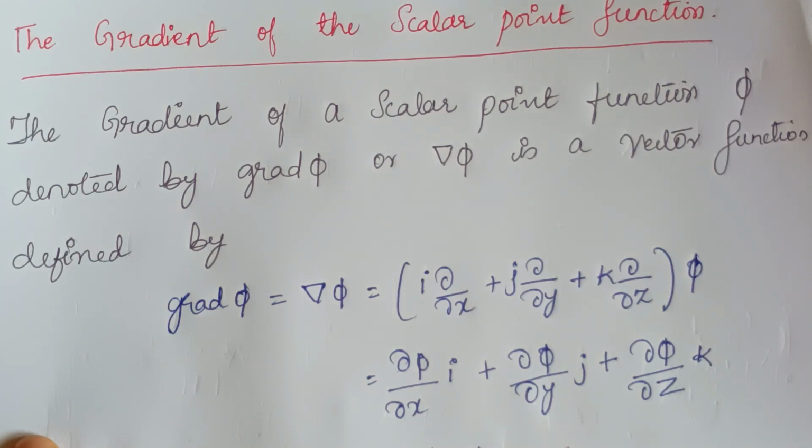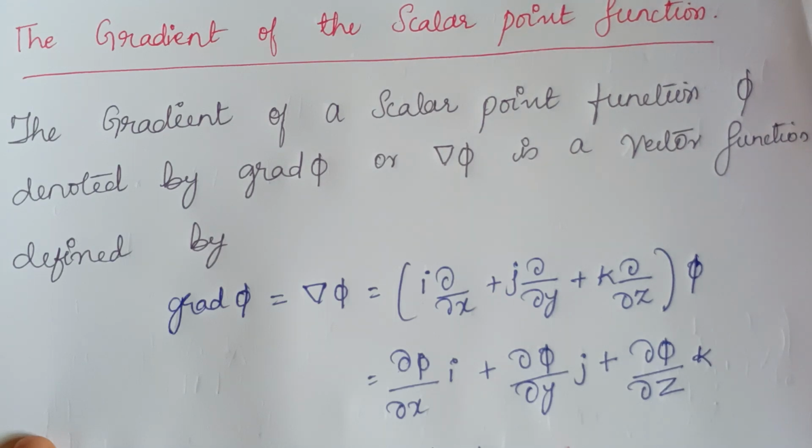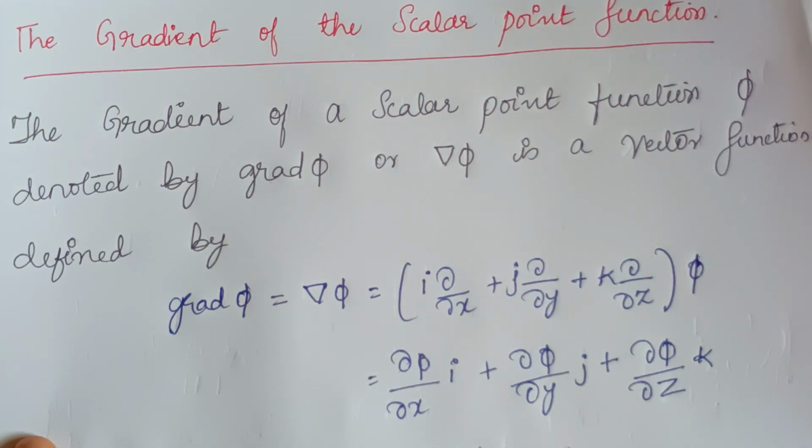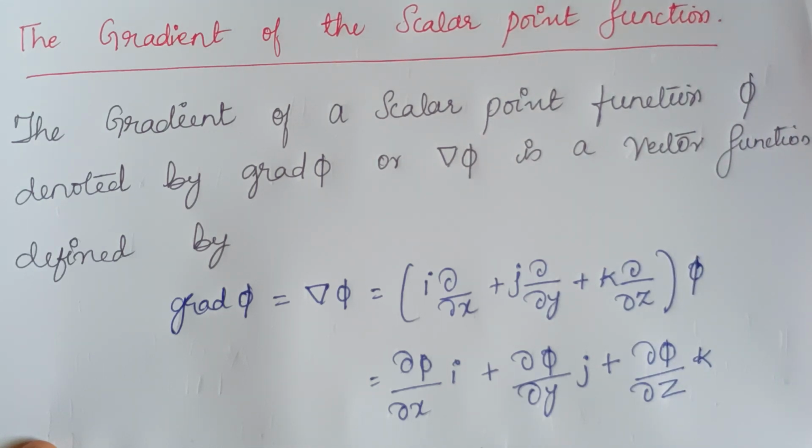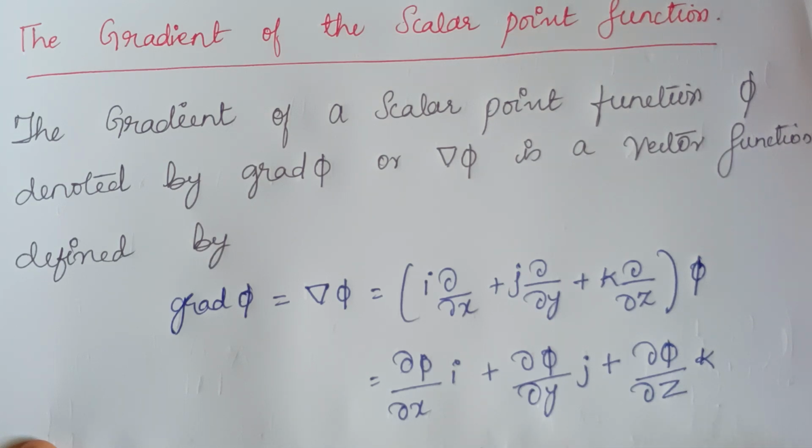So what is the gradient? The gradient is a vector that points in the direction of the greatest rate of increase of the scalar function. In what direction is the rate increasing for the particular scalar function? So the gradient is nothing but a vector quantity. Gradient is a vector function that points in the direction of greatest rate of increase of the scalar function. Think of it like a compass needle showing you the steepest hill climb from where you stand.